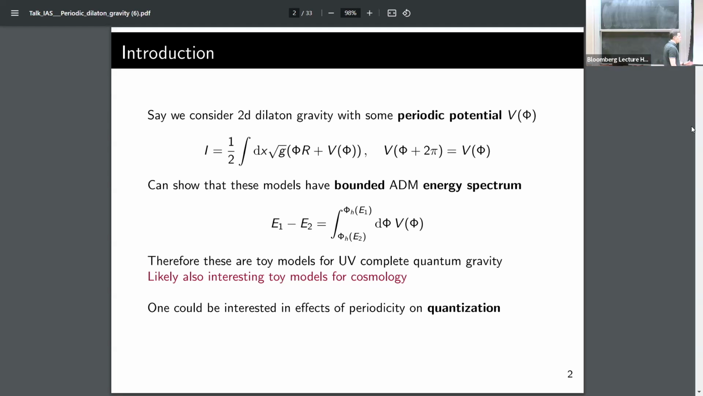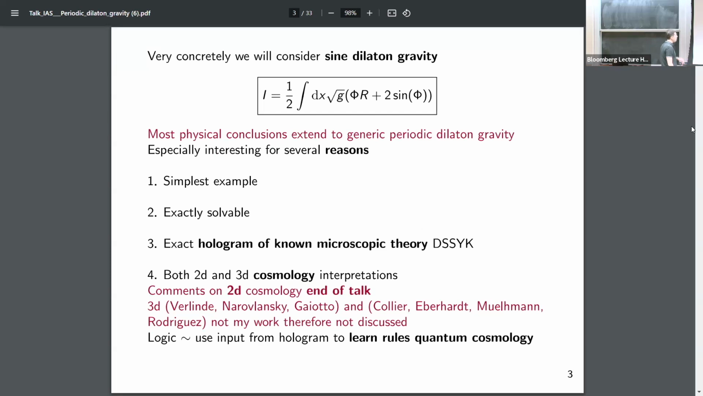And regardless of what I'm going to say, one could be interested in the effects of this periodicity on quantization. But I have a somewhat different motivation to have started studying that. Today we'll focus mostly on sine Dilaton gravity, even though I quite strongly believe that the physical conclusions we're going to reach should be universal for these other models, which is something that we would like to make more precise in the future, but it's hard to see where it would really go wrong.